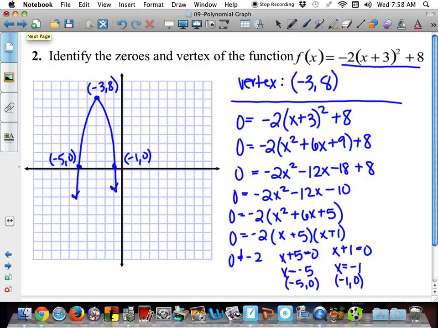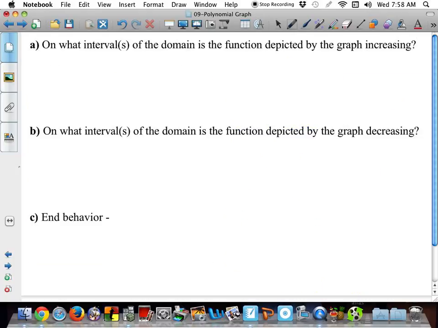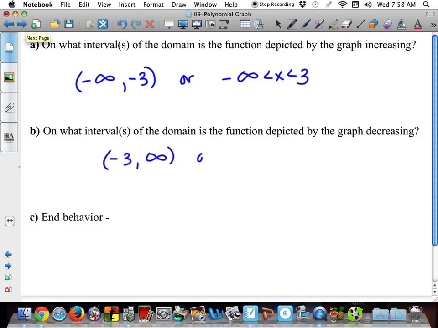Now let's move on to A, B, and C. So for A, what intervals of the domain is the function increasing? We're talking about as your x values are increasing. So my x values increase from -infinity to -3. Again, I'm going to have you write it in the other form since it's been a while. When is it decreasing? Well, it begins decreasing at -3 all the way to infinity.